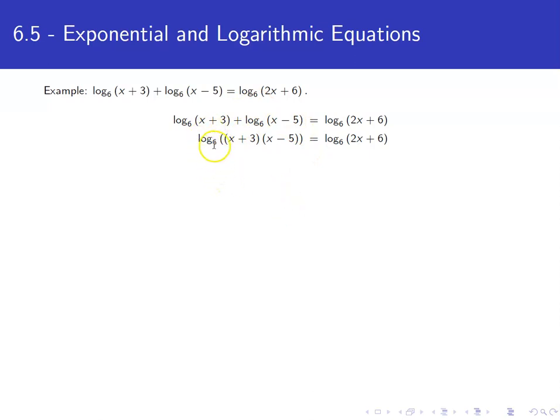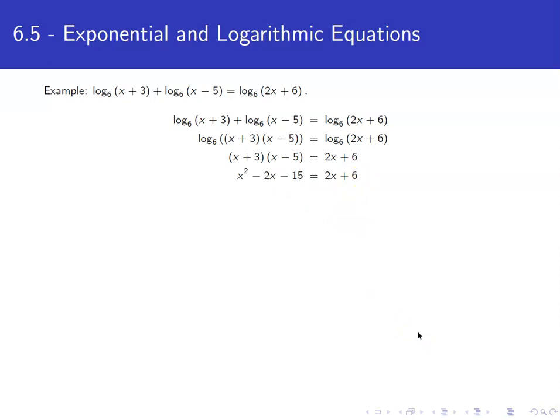Now notice we have log base 6 of something equals log base 6 of something. Remember, the logarithmic functions are 1 to 1. So that means that if the outputs are the same, the inputs had to be the same. So we can just drop the logs here and get x plus 3 times x minus 5 equals 2x plus 6.